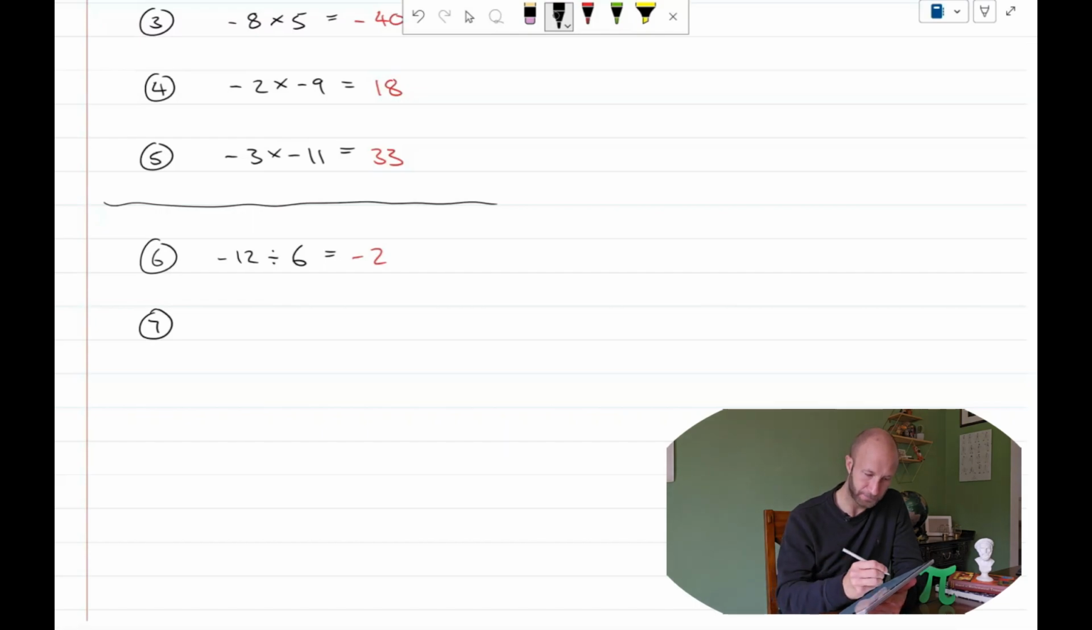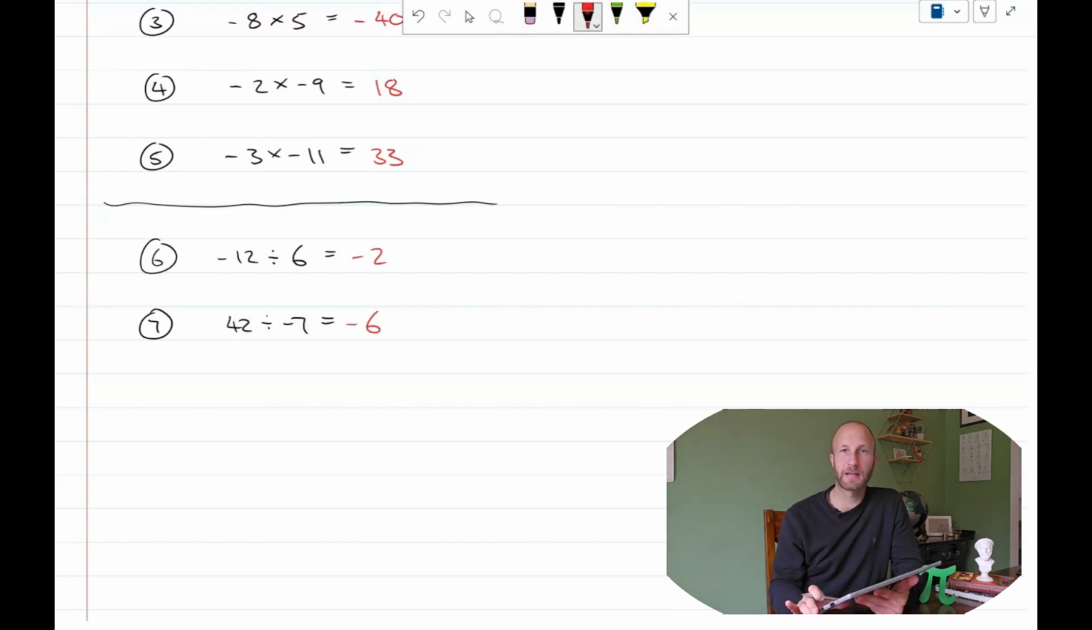We could have something like 42 divided by -7. This is a positive 42 divided by a negative. So we still do 42 divided by 7, but because one is positive and the other is negative, we're going to get a -6 rather than a 6.